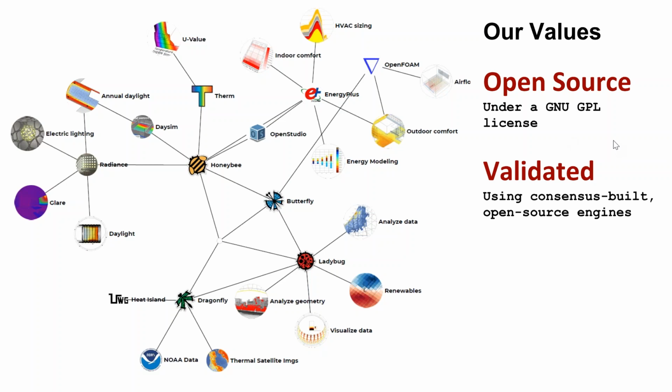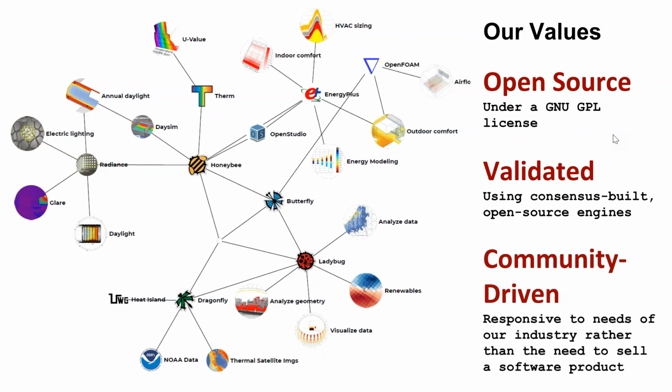And then lastly, a critical value of ours is that we believe in having community-driven software. So many times we feel that the quality of software gets compromised because of the need to maybe, let's say, sell it or in order to try and turn a profit from that software. The software is not as good as it can be or as responsive to the needs of the industry. And so we believe in trying to drive our development by the needs of the industry and the community.